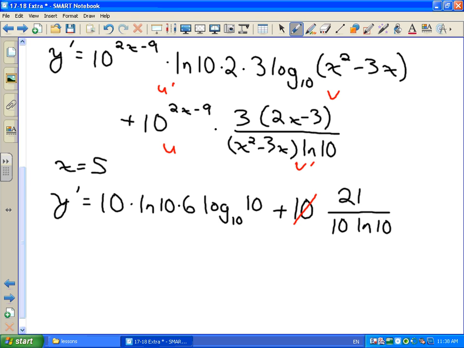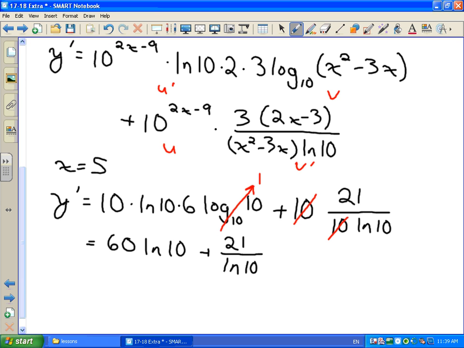Over here, the 10 and the 10 cancel. What about log to the base 10 of 10? Because it's just 1. Okay. And so we're left with 60 ln 10 plus 21 over ln 10. Okay. And if we wanted a decimal answer, we could evaluate that. If we wanted the exact answer, we would just leave it like that.